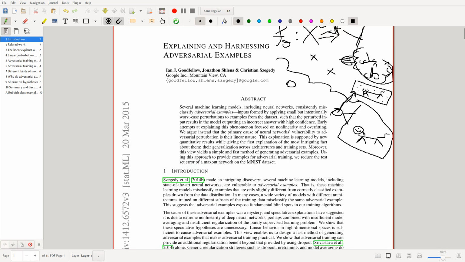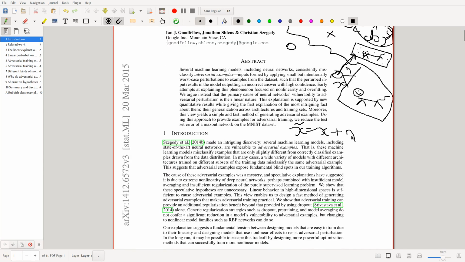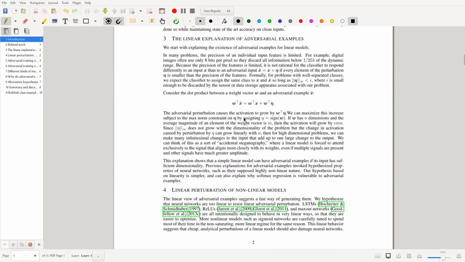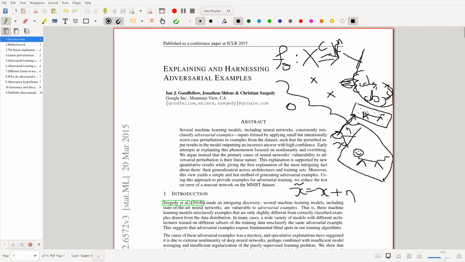In other words, let's say we have this picture of the dog, x, then this perturbation, we call it eta just to be consistent with the notation of the paper. What we have is x plus eta becomes our adversarial example, which they call x hat. And the idea here is that we can maybe decompose it. I'm not sure, but I guess this is what they do. This is their notation.